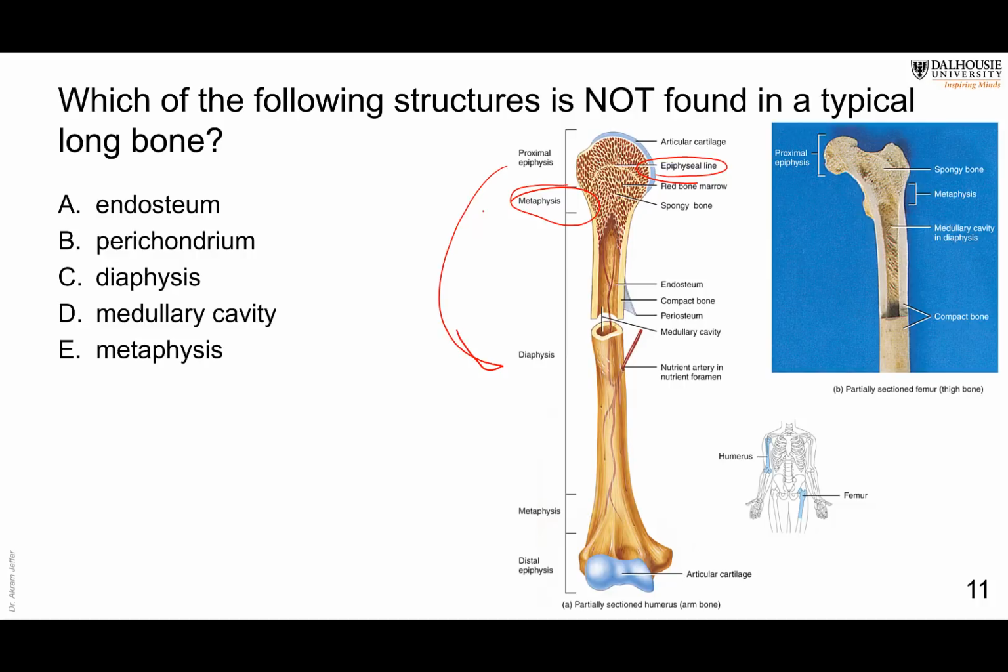The perichondrium is not present in the long bone because the perichondrium is the connective tissue that surrounds the cartilage. In bone, whether long or any other type of bone, the bone is surrounded by periosteum, not by perichondrium. And the periosteum is the tough membrane that contains, apart from the fibrous layer, an osteogenic layer. It contains bone cells and blood vessels that nourish and help with the repair of the bone. So the correct answer here is that the perichondrium is not found in a typical long bone.